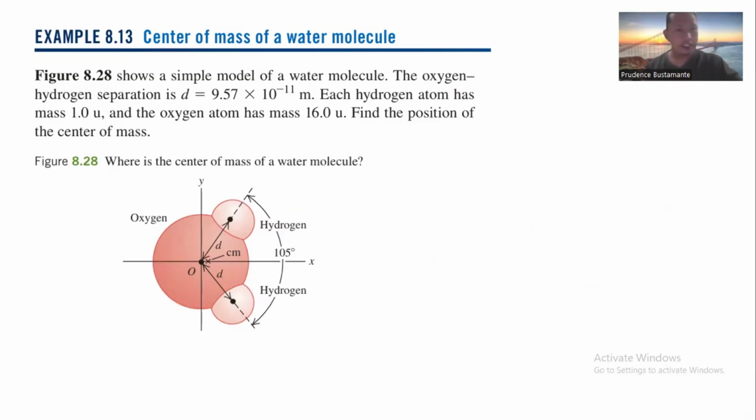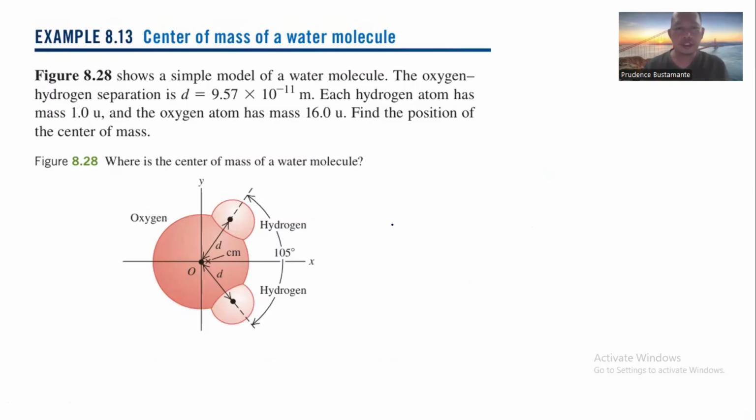Like what we said, this is the water molecule, a system of particles with masses and different positions. It shows the simple model of a water molecule. The oxygen-hydrogen separation is d equal to 9.57 times 10 to the negative 11 meters. Each hydrogen atom has this mass, and the oxygen atom has this mass. Find the position of the center of mass.